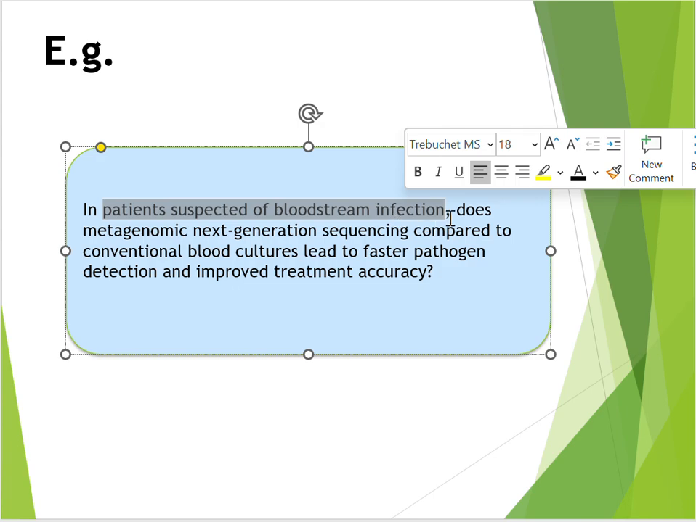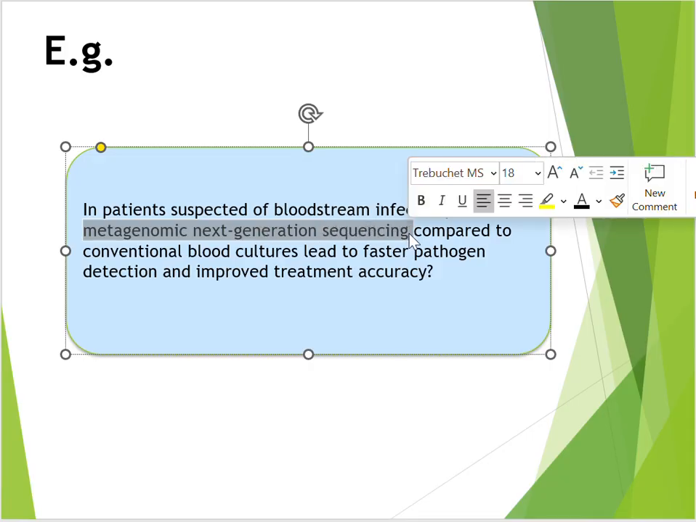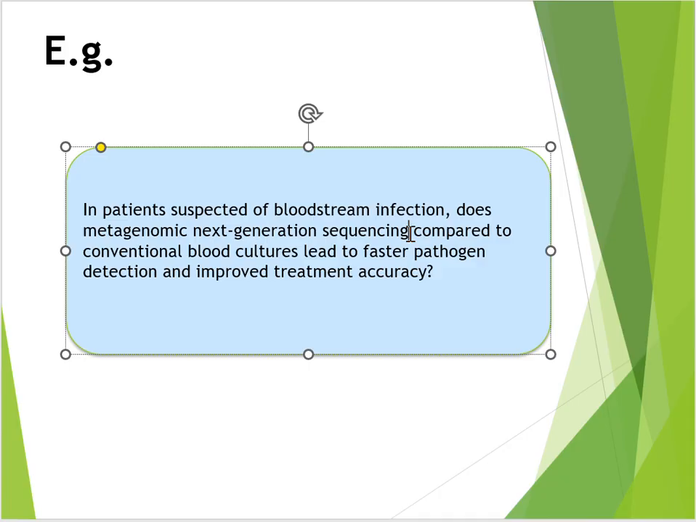And then, now that is the P, we are looking for the I. Our intervention here is the metagenomic next generation sequencing. That is something new we are trying to bring on board. And then we are comparing it with the standard method, which is the conventional blood culture that is in use. And then our outcome, we are trying to see whether it will be able to bring a faster pathogen detection, that is the first outcome. And in this case, we have two outcomes. So we are looking at the rate of detection.